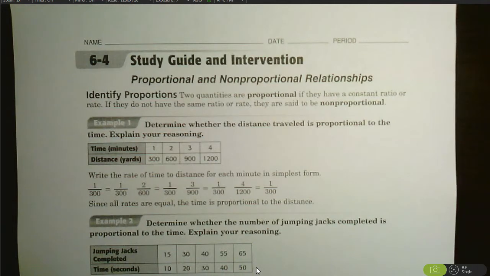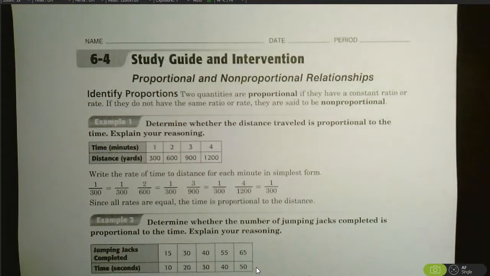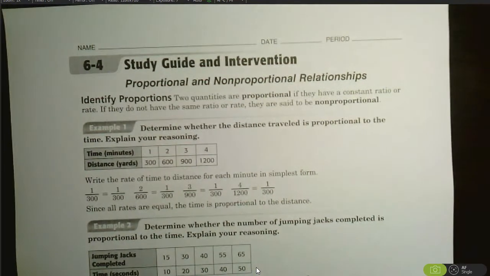Okay, so here are the supplemental notes for section 6.4 for pre-algebra. The section is proportional, non-proportional relationships. So the whole point of this section is just learning how to evaluate, if you look at two relationships, whether they are proportional or not.